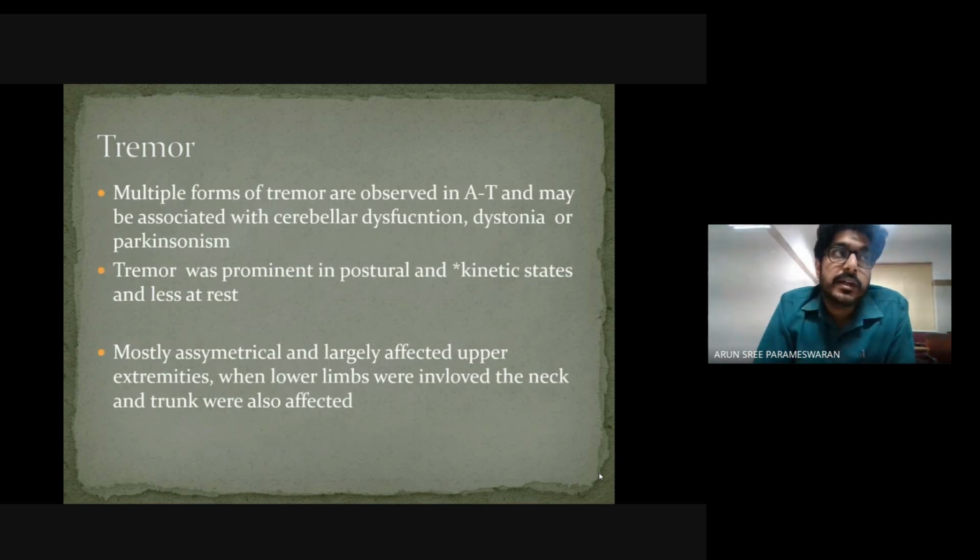Tremor also is a kind of extrapyramidal symptom which can be present in ataxia telangiectasia, and it can also be associated with Parkinsonism. Tremor is initially prominent in postural and kinetic states and less at rest, which is contrary to the idiopathic Parkinsonism which we see. Mostly tremor is asymmetrical and it largely affects the upper limbs.